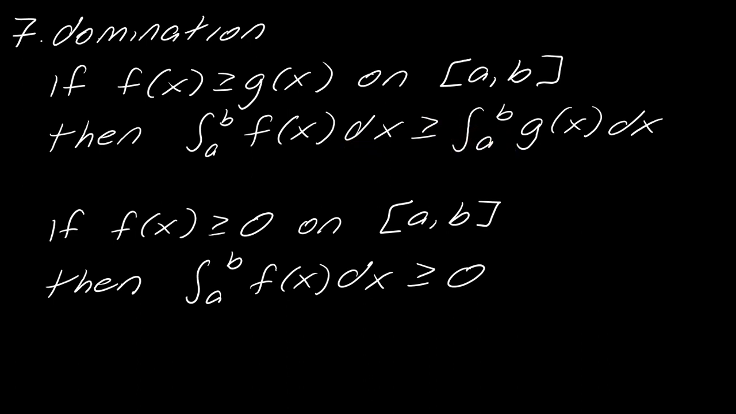You can draw a little diagram to go with that. And then this is something we've already been seeing. If the function is greater than or equal to 0, so if it's non-negative, then its integral will also be greater than or equal to 0. So this is why we've been able to find area as long as it's above the x-axis. That's why that's been working.